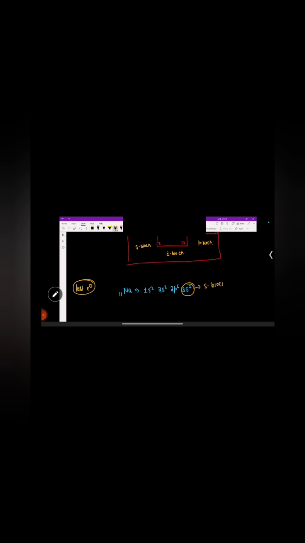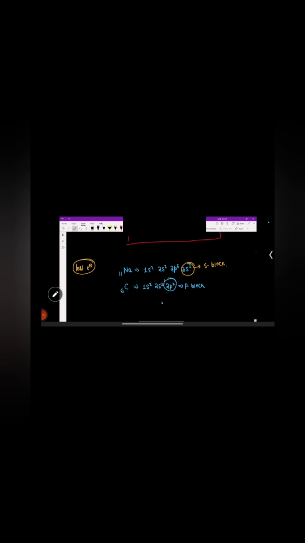Okay, let's try another one. Let's say I have carbon, 6. Now pause the video and you try it once on your own. 1s2, 2s2, 2p2. So where is the last electron going again? The p subshell. So it is p block. Let's try another one. Let's say we have iron.